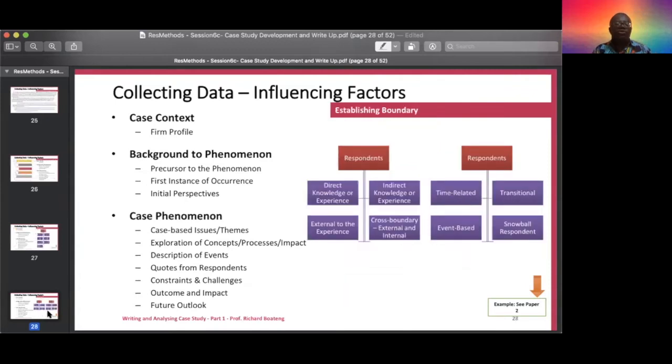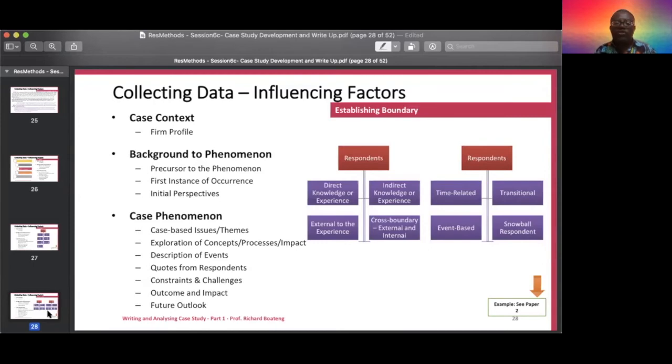Now, because you are picking the data to write the case context, you need to define your respondents. Your respondents are selected by boundary. I mentioned it earlier. What is the boundary? The boundary can be direct or indirect, external or cross boundary. It can also be time-related, transitional, event-based, or snowball respondent. These are all the different types of respondents that you are going to see.